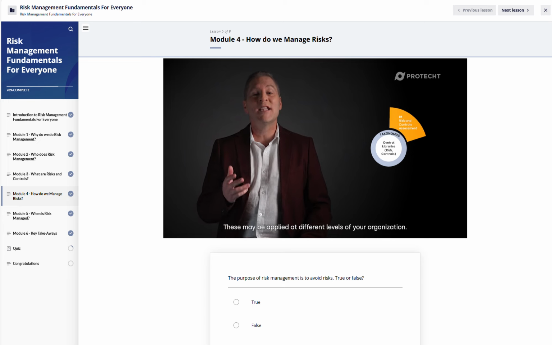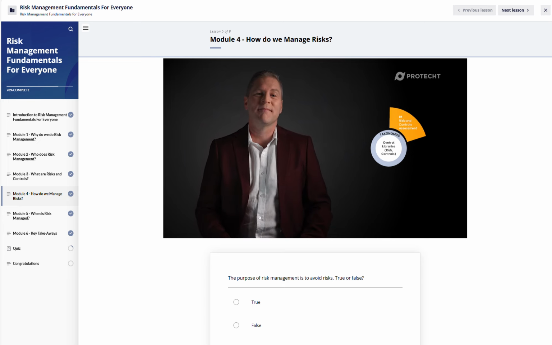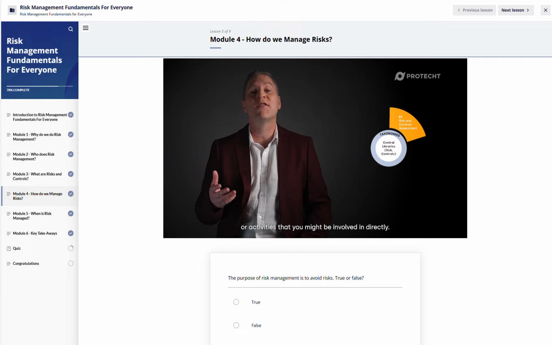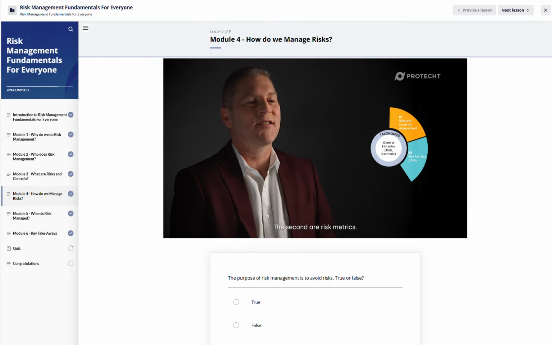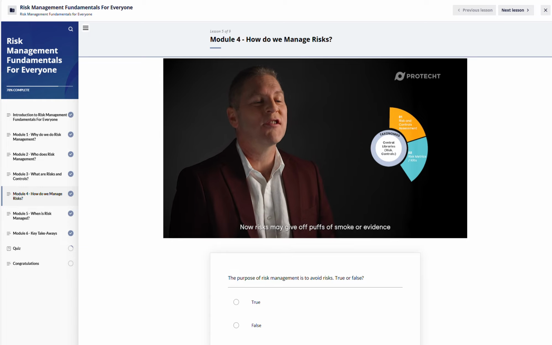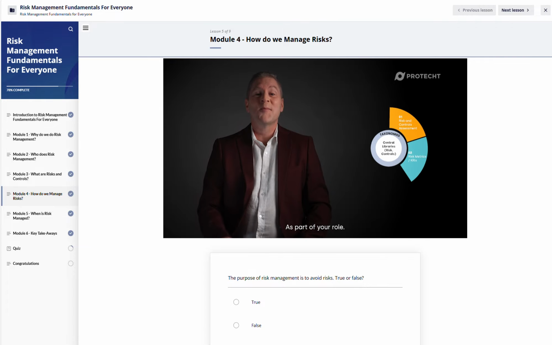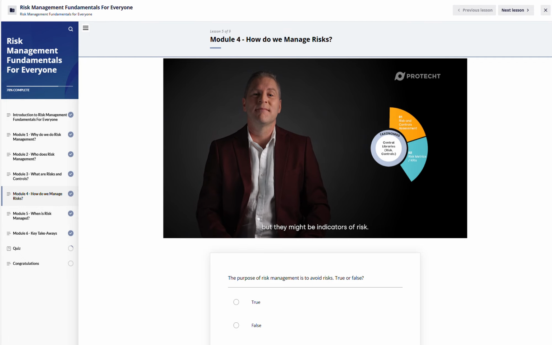These may be applied at different levels of your organisation, perhaps enterprise-wide, division, process, or activities that you might be involved in directly. The second are risk metrics. Now, risks may give off puffs of smoke or evidence that risks are in motion. As part of your role, you might collect metrics. You might not call them risk metrics or key risk indicators, but they might be indicators of risk. This might be a process that you are involved in and report those to other people.